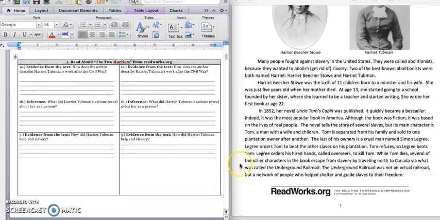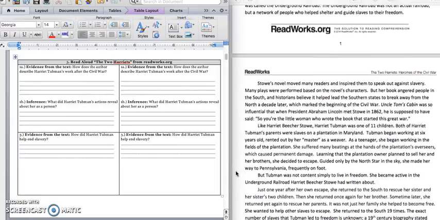When Tom dies, several of the other characters in the book escape from slavery by traveling north to Canada via what was called the Underground Railroad. The Underground Railroad was not an actual railroad, but a network of people who helped shelter and guide slaves to freedom. Next page.